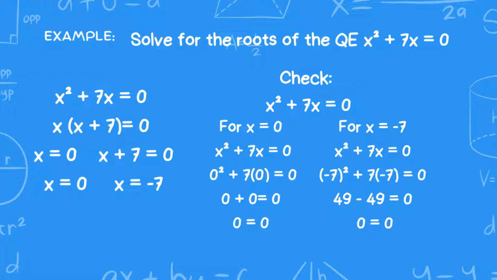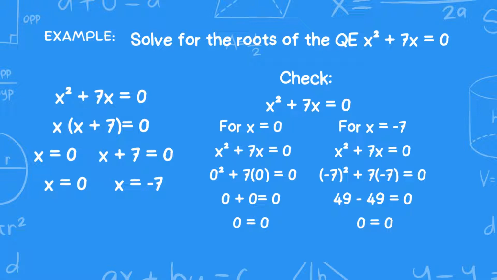For x equals 0, we have 0 squared plus 7 times 0 equals 0. 0 squared is equal to 0, and 7 times 0 is equal to 0. 0 plus 0 is 0, and 0 equals 0. That is why x equals 0 is correct.